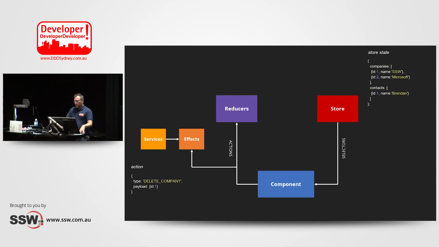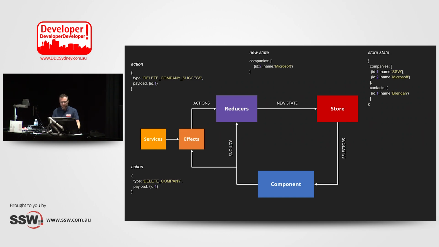So what do I do? Well, when the effect is successful and finished, it creates a second action that then triggers the reducer. So the idea is the effect can talk to external services. Reducers are anything that change my store. So I string an effect with a success action back to the reducer, and that changes my state.